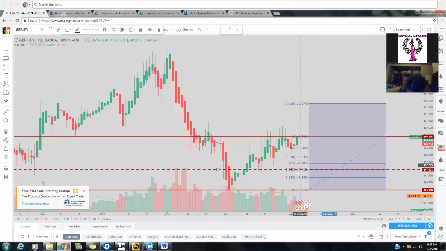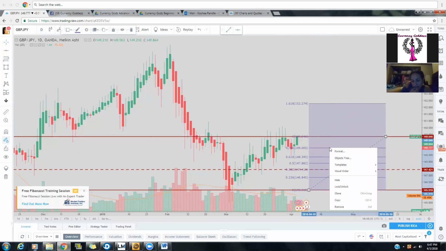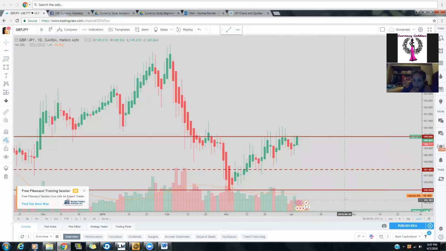I write down the numbers because if you notice, even though the line appears to be dead on the fibs with its line, you see the number that popped up on the side, it was 147.421. So a couple of pips off. So that's why I write down my numbers. Stop yelling. Okay. To get rid of your fib so that you can go on to your next chart, you just want to pick a line on your fibs, right click, remove, and it's gone.